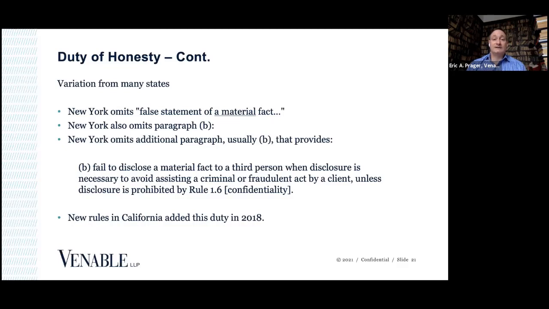the rule. And New York also omits paragraph B that is in the model rule and is in effect in a number of states. Part B is that a lawyer in the course of representing a client shall not fail to disclose a material fact to a third person when disclosure is necessary to avoid assisting a criminal or fraudulent act by a client unless prohibited by Rule 1.6.